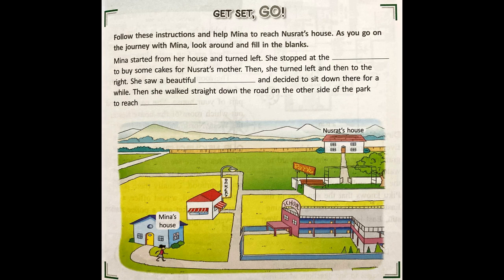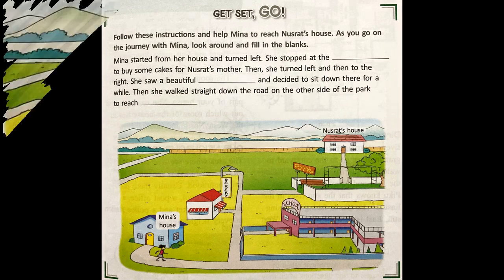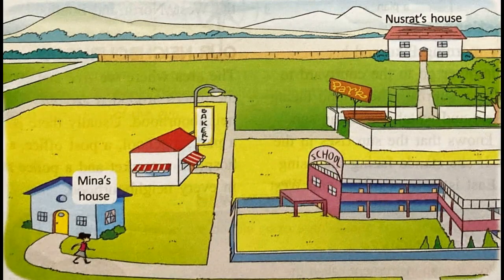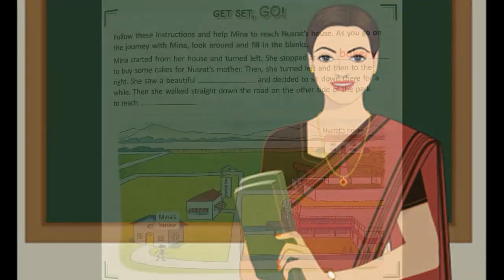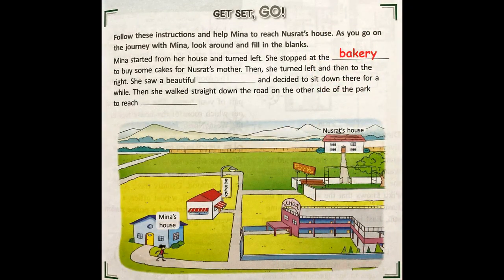Meena started from her house and turned left. She stopped at the dash to buy some cakes for Nusrat's mother. So Slaters, in the picture below, you can see a map. It shows Meena's house and Nusrat's house. In between there are several buildings. Now when Meena starts from her home and takes a left, what do you see? A place where you get cakes and pastries. What is it? Correct, a bakery. So write bakery in the first blank.